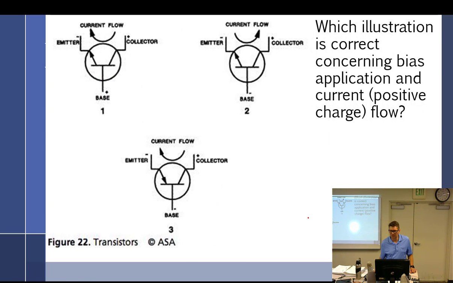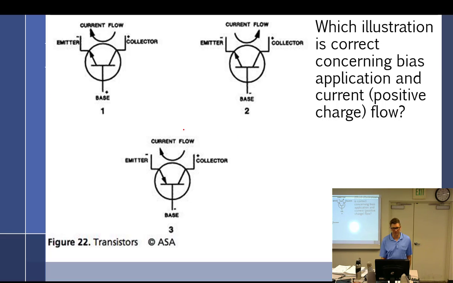I think your other Q&A is this one. Which illustration is correct concerning bias application and current positive charge flow? Sometimes you get to things and you're like, you know what? I think I'm just going to memorize the answer. And I'm using a program, a company who put together a study thing for the instrument test. There's so much in there. We're like, well, just memorize the answer. And I'm like, how about we just learn it? I mean, it's not that hard to learn it, is it? So which illustration is correct concerning bias application and current positive charge flow? That's right out of the Q&A.